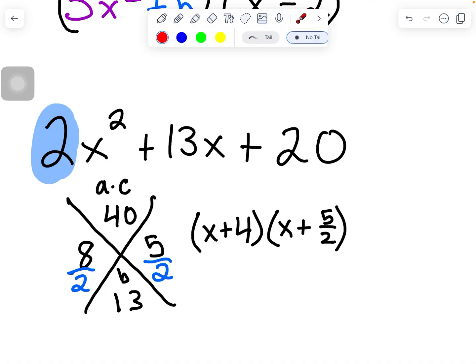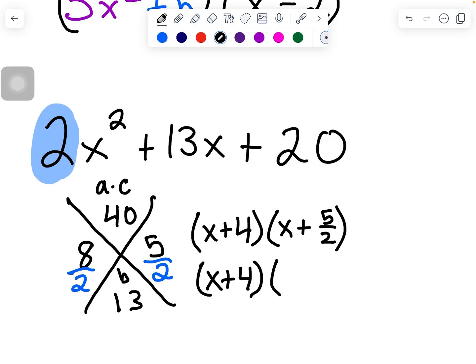But I do not like fractions in my factors. They're ugly. Okay, so I have my x plus 4. Now, when we have a fraction in our factors, I want to get rid of that denominator. And the best way to do that is to multiply.